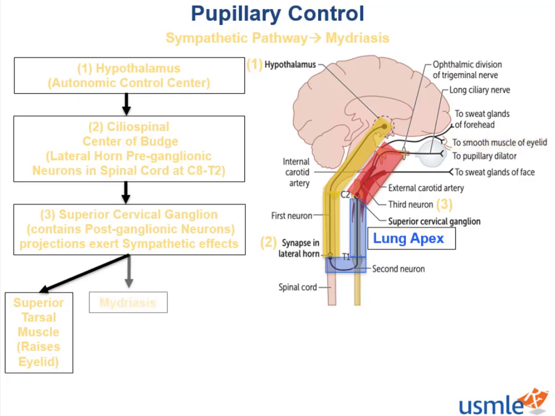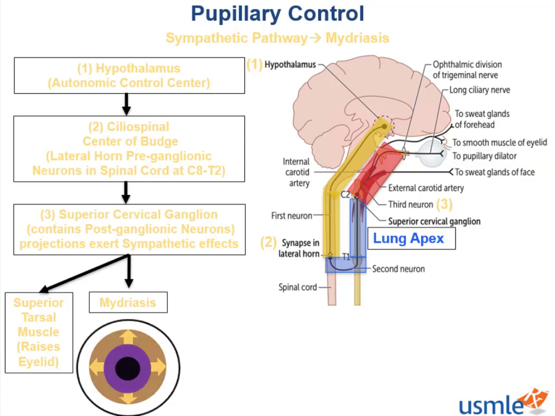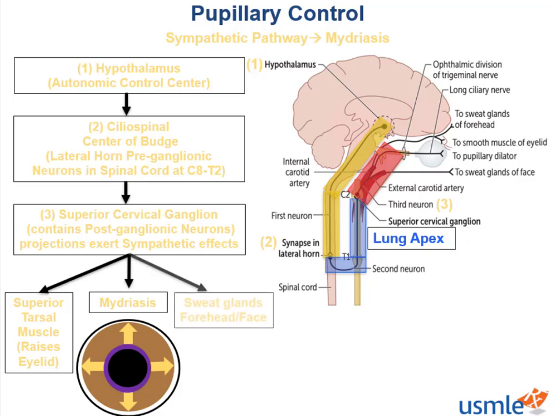Next, sympathetic activation causes mydriasis or pupillary dilation via activation of the dilator pupillae muscle. The dilator pupillae muscle of the iris, the yellow arrows, are radially oriented, and as such, activation causes mydriasis. It makes sense that the sympathetic nervous system raises the eyelid and causes pupillary dilation together, as both actions complement one another in increasing the amount of light entering the eye. Additionally, sympathetic activation also leads to sweat gland activation in the forehead and face.